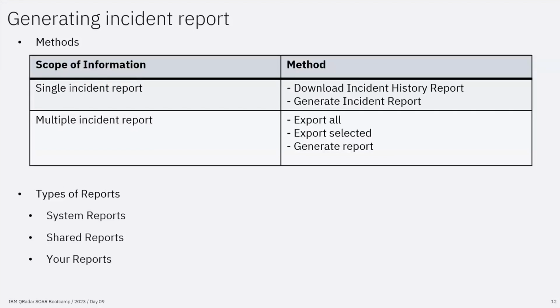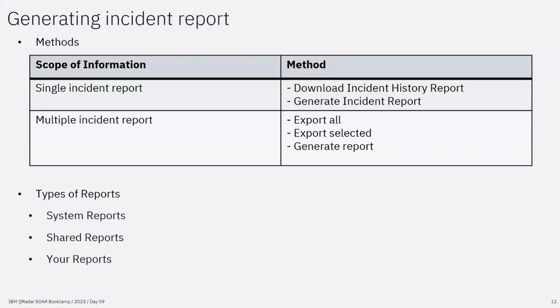Now, there are two methods to create reports based on the scope of information. So let's say your scope is to cover only a single incident report. Methods that are available are you can download the incident history report, or you can generate an incident report. Now, if you select multiple incident reports, the method that's available is export all. You can export selected information, or you can generate a report out of the multiple incidents.